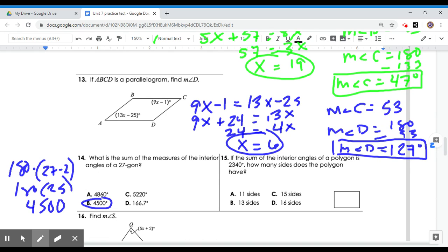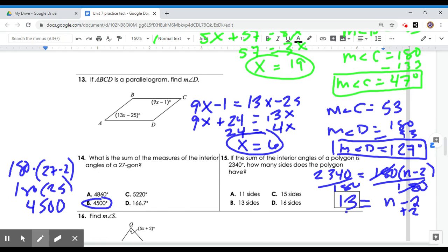15, if the sum of the interior angles is 2,340, how many sides does it have? So we do 2,340 equals 180 times n minus 2. I like to start by dividing by 180 on both sides. So 2340 divided by 180 equals 13. So we have 13 equals n minus 2. Add 2 to both sides. N equals 15. So that is C.